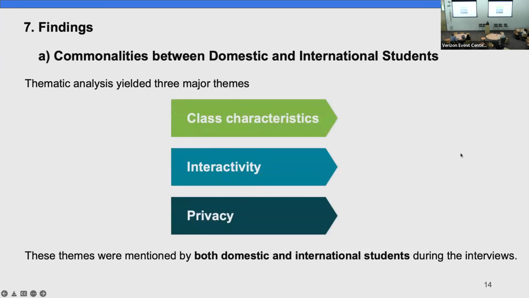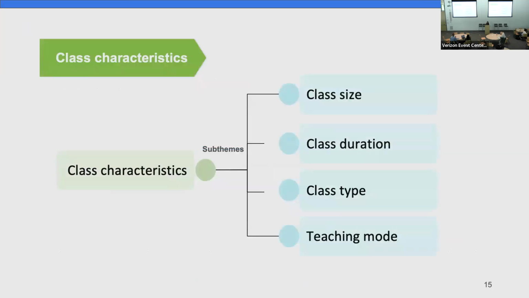So next, I will talk about the major findings we got from the interview data, and we conducted thematic analysis. After thematic analysis, we found that the first big part of the findings is about the commonalities between domestic students and international students. The 3 big themes are class characteristics, interactivity, as well as privacy. The class characteristics theme has some sub-themes. The first one is class size, the second is class duration, the third one is class type, and the final is teaching mode.